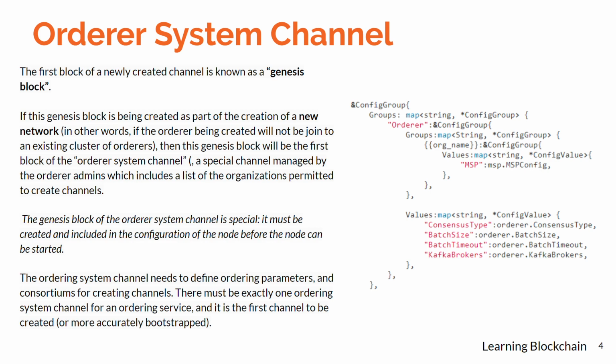So the first time, this Genesis block will be the first block of the orderer system channel, a special channel managed by the orderer admins, which includes a list of organizations permitted to create the channels. So this line actually bears a lot of meaning. I am creating a new network, and in the network I need to have the orderer. The first time the orderer is created, the Genesis block is created, and in that particular block we have to provide the information of all the organizations which are actually part of the network.